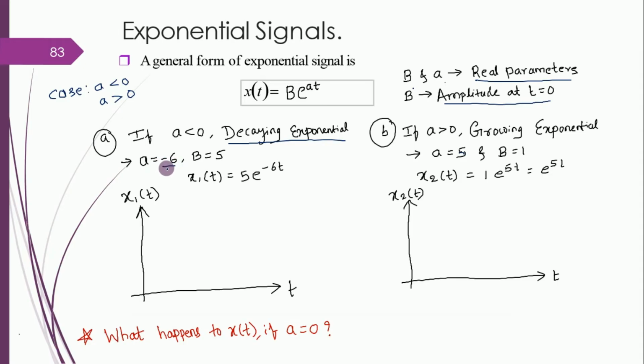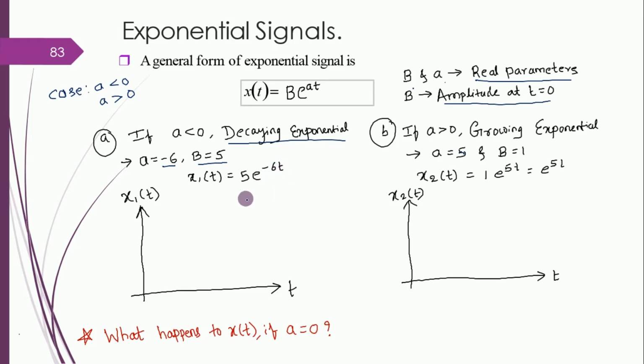For that, I have taken one example. Some random value. Let us consider a's value as minus 6. You can consider even minus 2 or minus 3, whatever. Okay. So let us consider b's value as 5. Both these values are real values. Okay, so if I use it in the standard equation, it looks like this. In b's place, I have put 5. In a's place, I am putting minus 6. 5 into e raised to minus 6t.